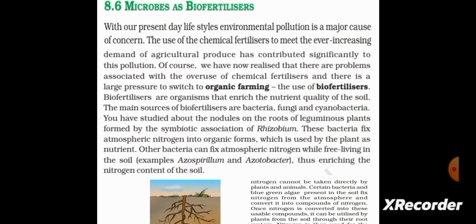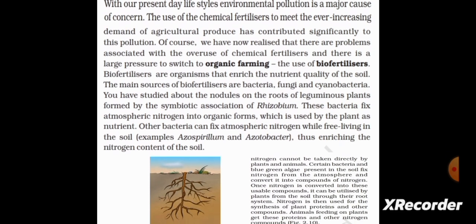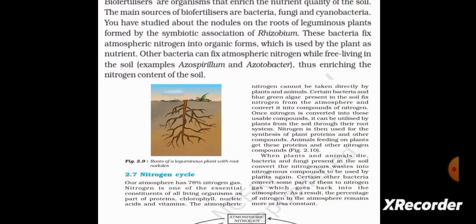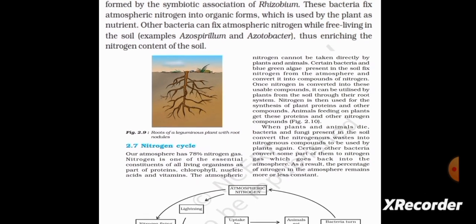Biofertilizers are organisms that enrich the nutrient quality of the soil. The main sources of biofertilizers are bacteria, fungi, and cyanobacteria. You have studied about the nodules on the roots of leguminous plants formed by the symbiotic association of rhizobium. These bacteria fix atmospheric nitrogen into organic forms, which is used by the plant as nutrient. Other bacteria can fix atmospheric nitrogen while free living in the soil, thus enriching the nitrogen content of the soil.